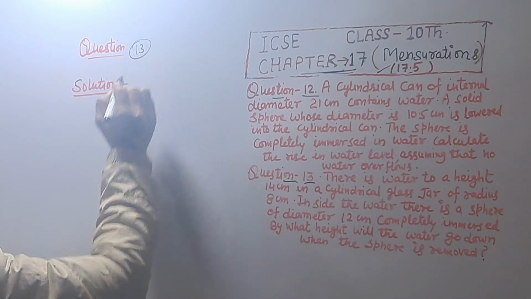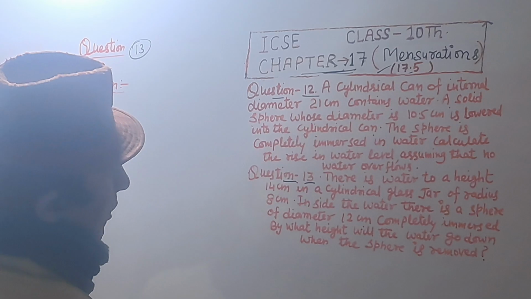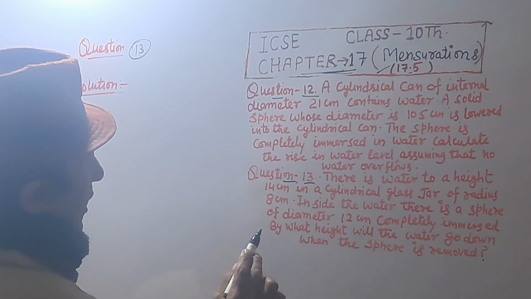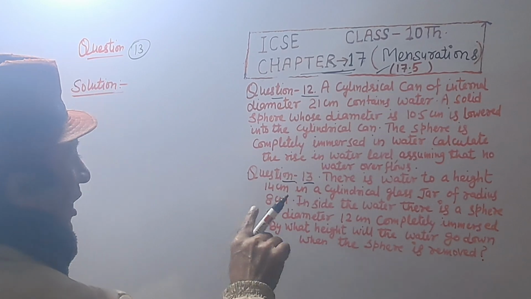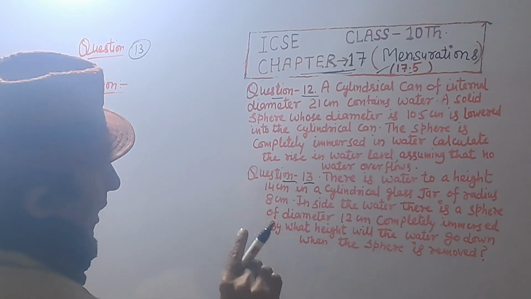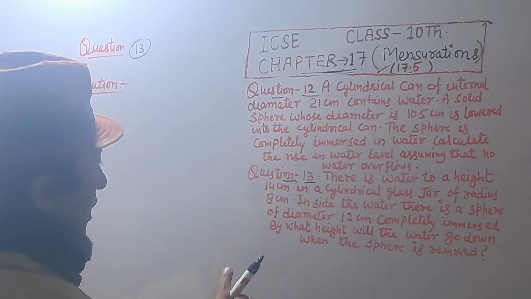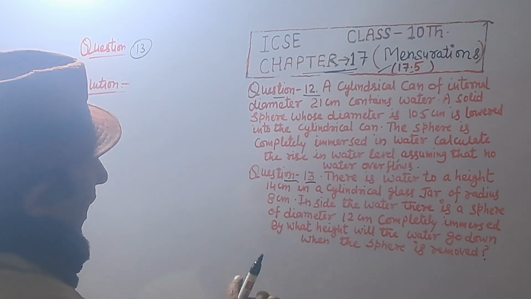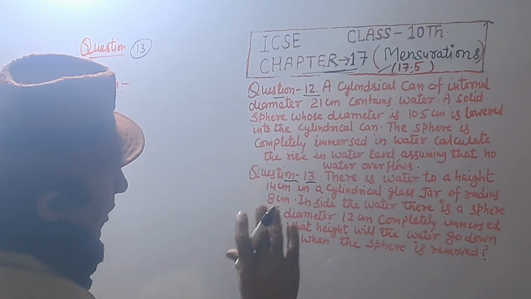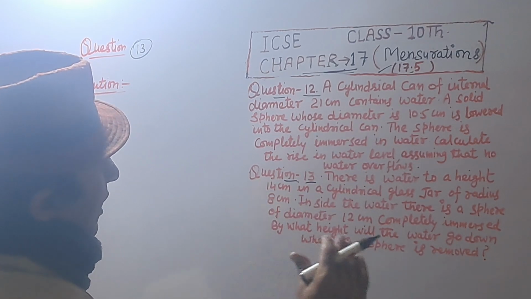Question number 13. There is water to a height of 14 centimeter in a cylindrical glass jar of radius 8 centimeter. Inside the water there is a sphere of diameter 12 centimeter completely immersed. What height will the water go down when the sphere is removed?